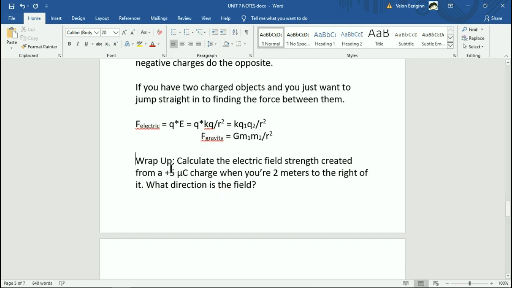Okay. So, here's your wrap-up question. Calculate the electric field strength created from a plus 5 microcoulomb charge when you're 2 meters to the right of it. What direction is the field? Okay, so I'm just having you find the electric field strength, not worrying about a force. You have a plus 5 microcoulomb charge and you're 2 meters to the right of it. What direction is the field? Okay, so pause this, think about it, work out the numbers, get a direction, and come back when you have that.